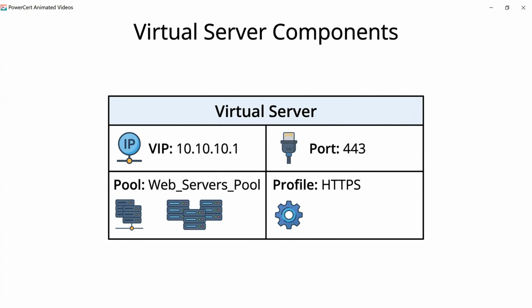A virtual server has several key components. First, the virtual IP address, or VIP. This is what clients connect to. Second, the port. For web traffic, it's usually 80 for HTTP or 443 for HTTPS. Third, a pool. The pool is a group of real back-end servers that F5 will distribute traffic to. And finally, a profile. Profiles tell F5 how to handle the traffic. Is it HTTP, HTTPS, TCP? Each profile adds specific behaviors.